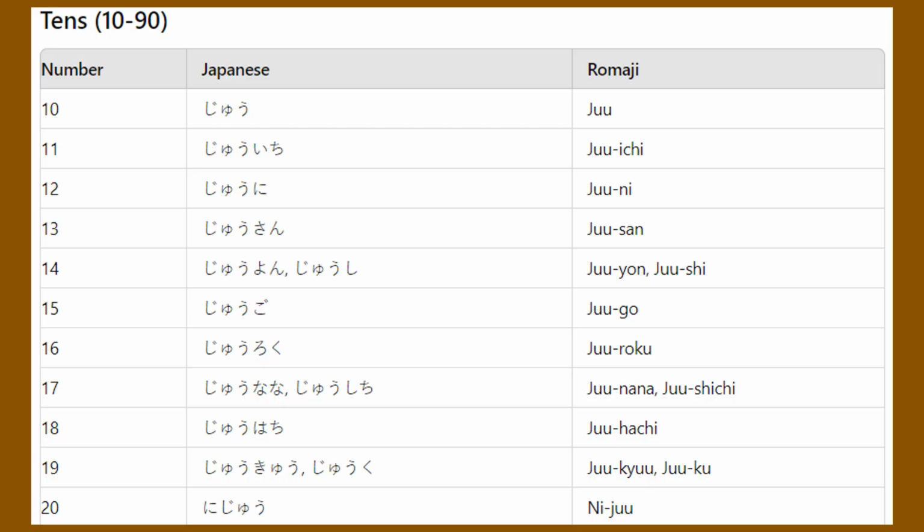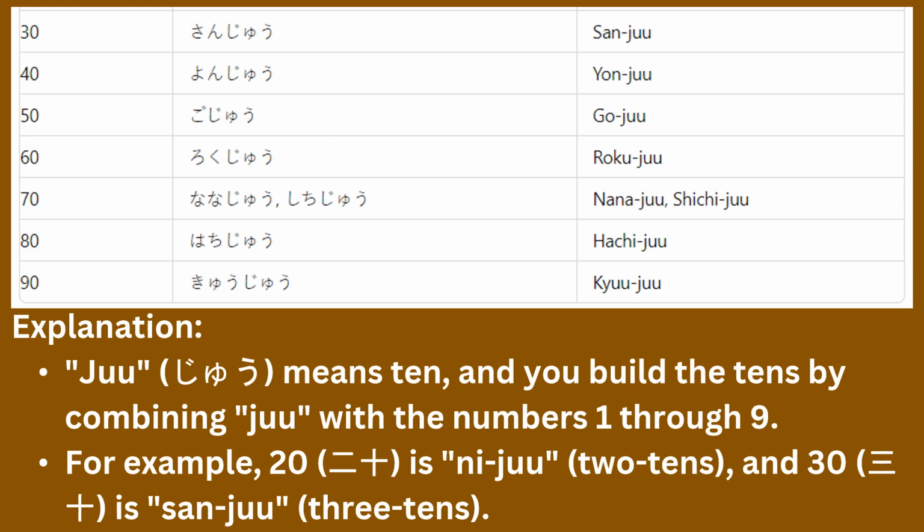Tens, 10 to 90. Ju, juichi, juni, jusan, juyon, jushi, jugo, juroku, junana, jushichi, juhachi, jukyu, juku, niju. Sanju, yonju, goju, rokuju, nanaju, shichiju, hachiju, kyuju.